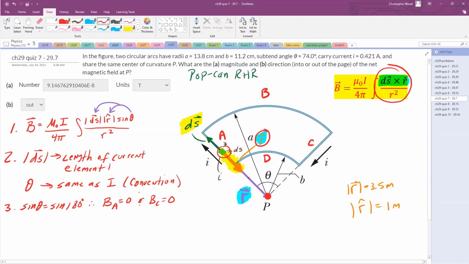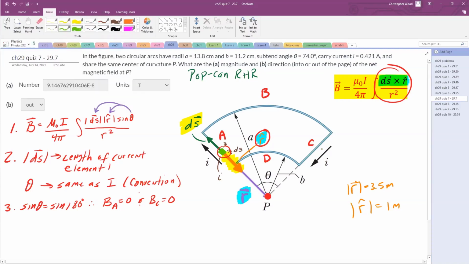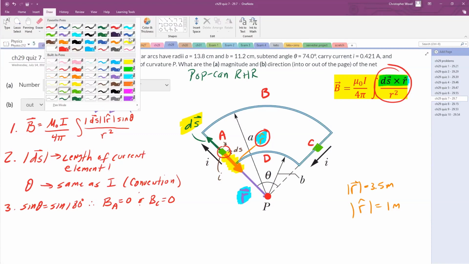Same exact conversation with one little nuance here that I'll throw in just because this is the real story. Here's my circuit element. What's the size of that circuit element? ds. What is its location? It's r away. And everything is identical for segment C as for segment A, except one thing. This is my ds vector.